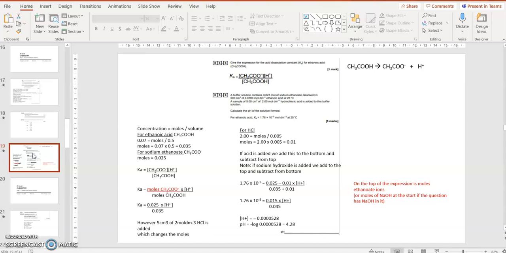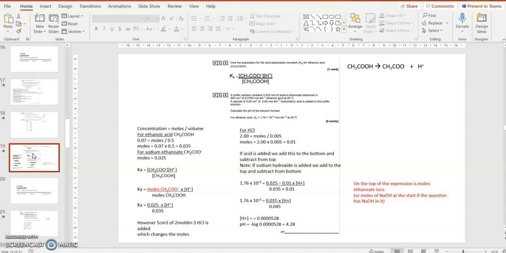For a buffer, you cancel a bracket top and bottom and leave H plus with the brackets round it as a concentration, and I've now then got moles of CH3COO minus over moles of CH3COOH. I'll come to why I've coloured it in red in a minute.